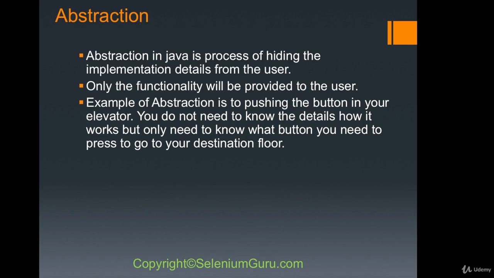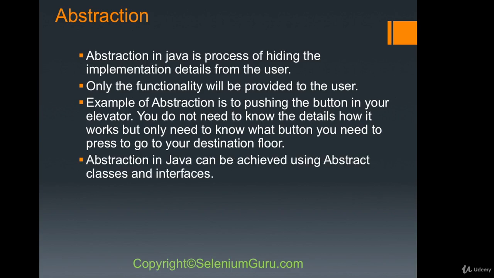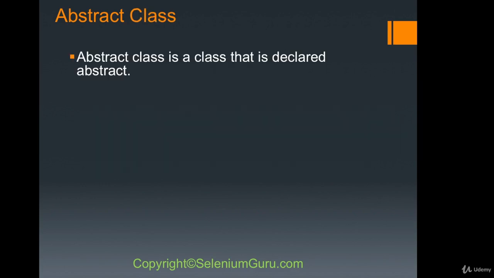Abstraction in Java is basically a similar thing. You're hiding the implementation details from the user, and you only provide the functionality. Abstraction in Java can be achieved using abstract classes and interfaces. So what is an abstract class? An abstract class is a class that is declared abstract.